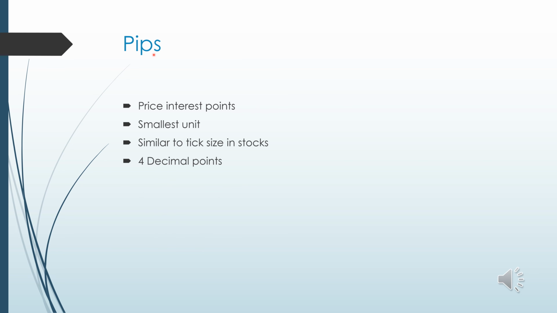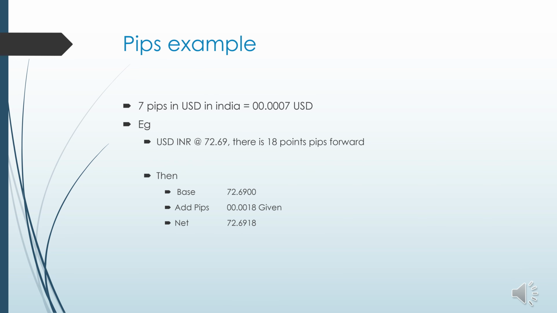Pips. Pip means price interest point. It denotes the smallest unit by which a currency quotation can change. If you are familiar with tick size in the stock market, a pip works the same way in the forex market. In general, it is measured up to 4 decimal points. So a 7 pip forward movement in USD INR means that from the previous quote price, the price has moved 0.0007 in value.